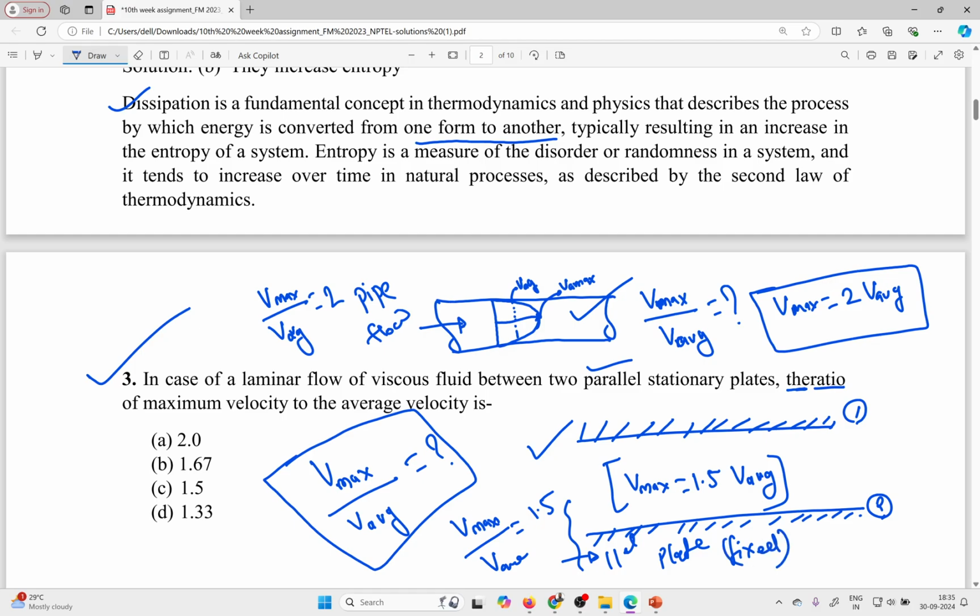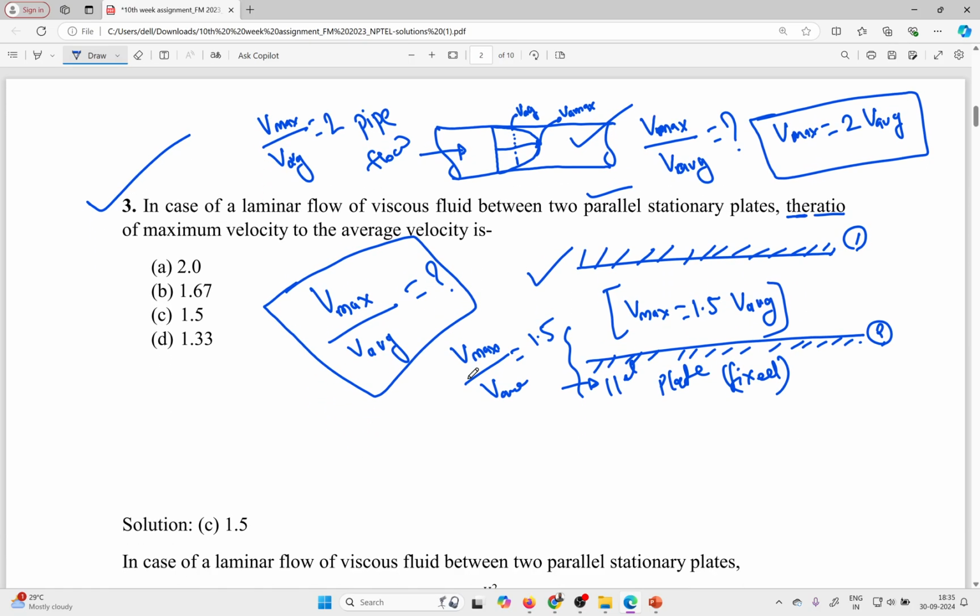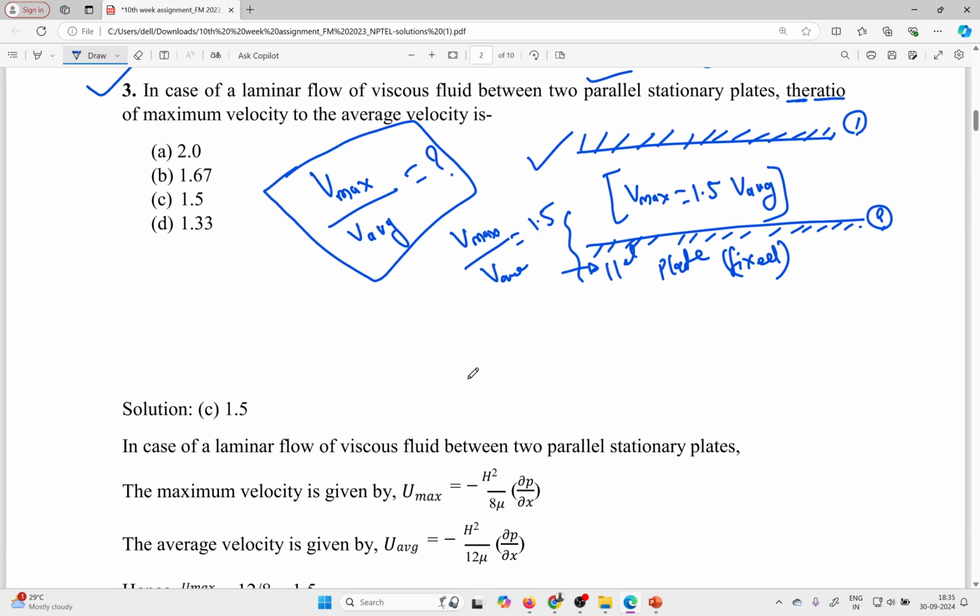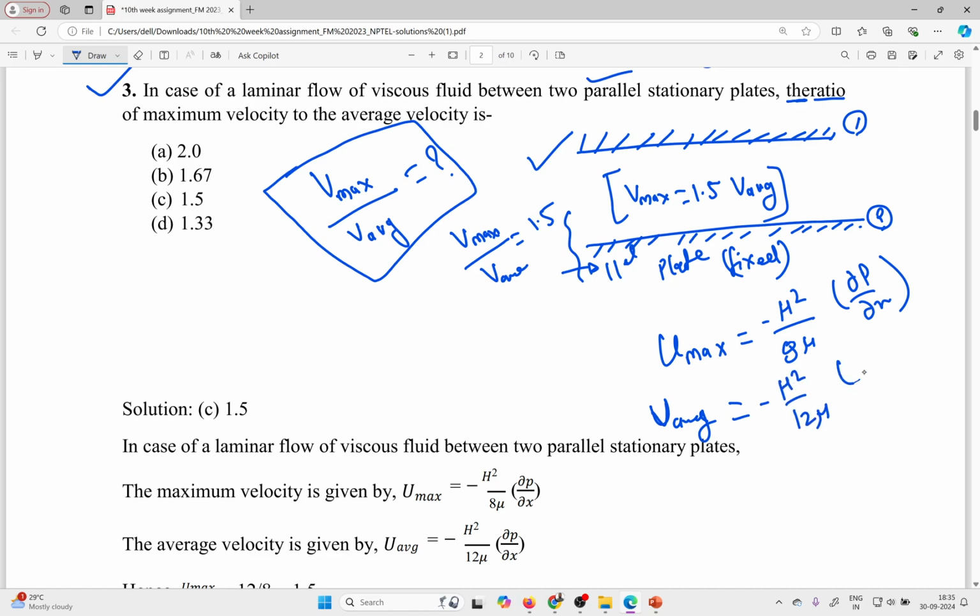Remember, please. Now, here you can see the analysis. The formula is U max is equal to h square divided by 8 mu, del p by del x, and U average is equal to minus h square by 12 mu, del P by del X.